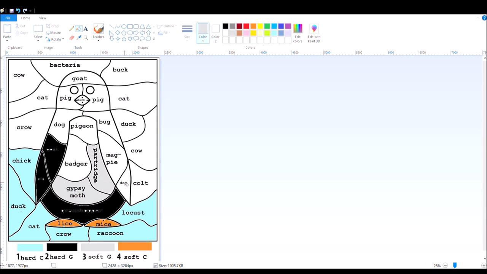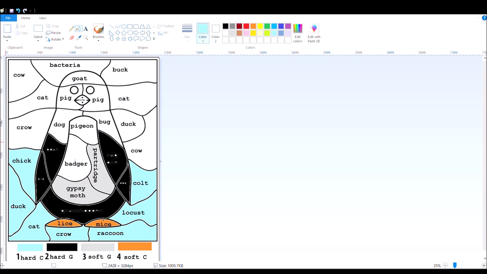The next one over, magpie. The G is followed by a P. It's therefore hard and black. The next word over is dog. D-O-G. The G is followed by no letter. Therefore, it's hard and black. The next word is colt. C-O-L-T. The C is followed by an O and is therefore a hard C and light blue.